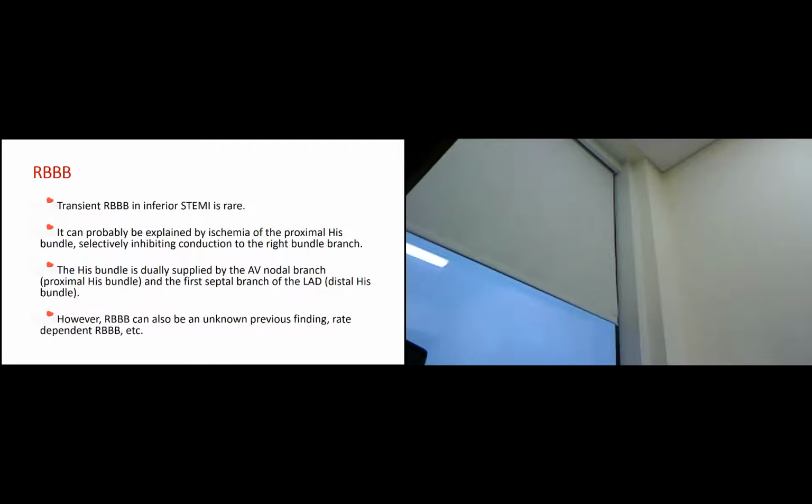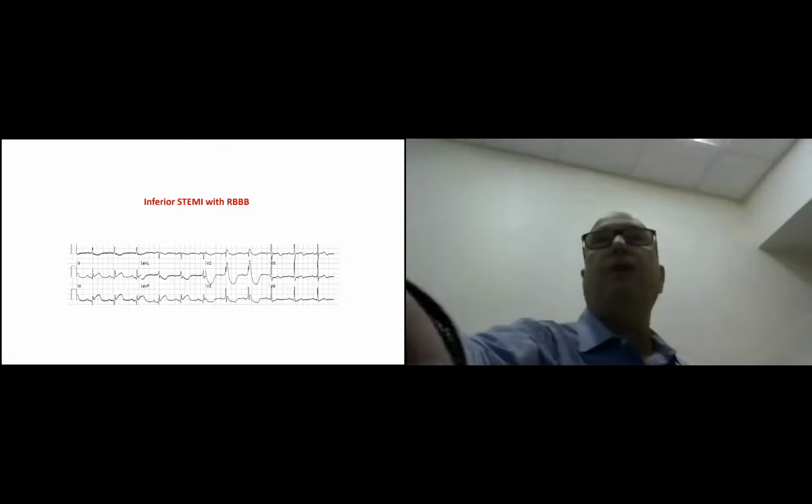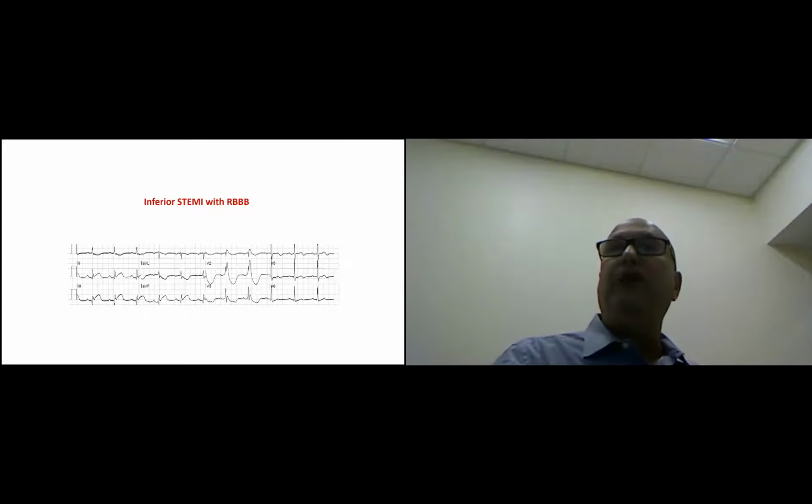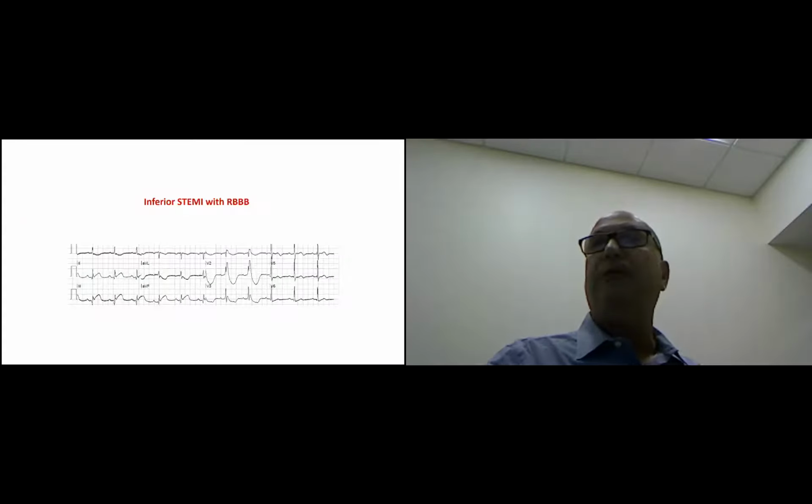However, right bundle branch block can also be unknown previously, depending on rate or stretching of the right ventricle, and may not be a specific sign. This is, for example, an example of a patient with inferior STEMI with right bundle branch block. And here we have a problem that we don't know if the ST depression in V1 to V3 is part of the right bundle branch block or part of the more lateral extension.